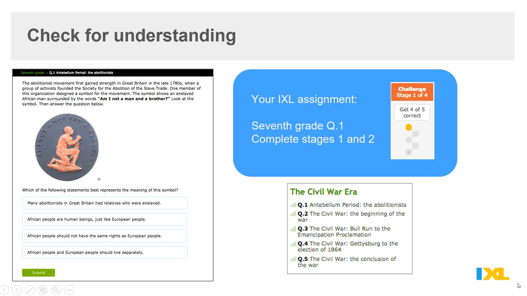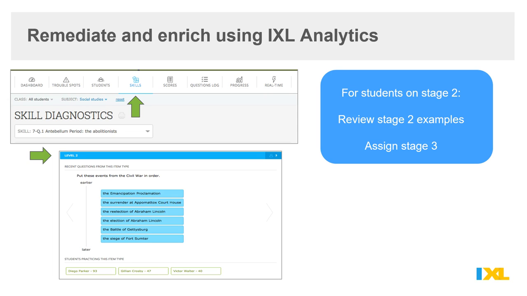Let's say, for example, that following your instruction, you want your students to practice a skill involving a deep look at the abolitionists of the antebellum period. 7th grade, Q.1. What you might choose to do is assign to your 7th graders Q.1 and challenge them to complete stages 1 and 2 initially. Following their practice, go to the skills area in IXL's Teacher Analytics. In the skills area, what we provide to you is a glimpse at who completed that stage 2 goal and who maybe didn't make it.